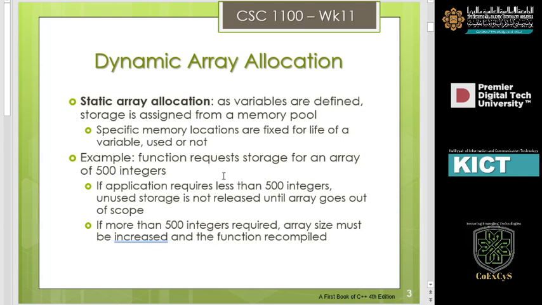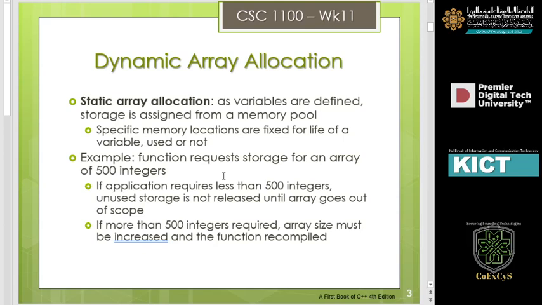So for example, if we want to store 500 integers, we have to define it early on, that the array has 500 integers. What the compiler would do is allocate memory for 500 integers, even if the storage is not used. The storage is not released until the array goes out of scope, until the lifetime ends for that particular array.